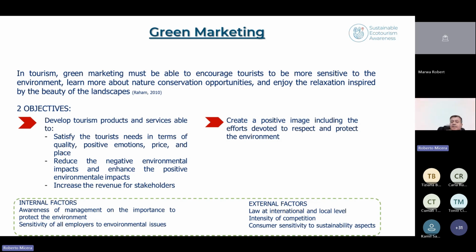For this reason, we can say that the objectives of green marketing in tourism are to satisfy the tourism needs, reduce the negative impact on the environment, increase the revenue for the stakeholders, and also create a positive image, including the efforts devoted to respecting and protecting the environment. We also consider two kinds of factors, internal factors and external factors. The internal factors are the awareness of management of the importance of protecting the environment. And external factors are the law at international and local level, the intensity of the competition, the customer sensitivity to sustainability aspects.